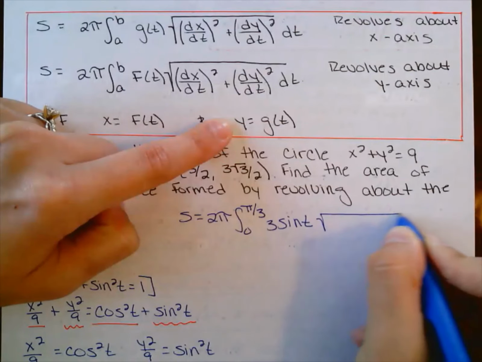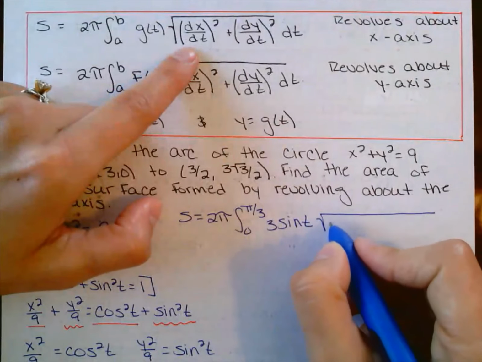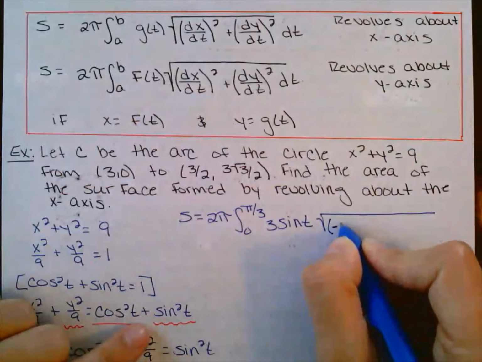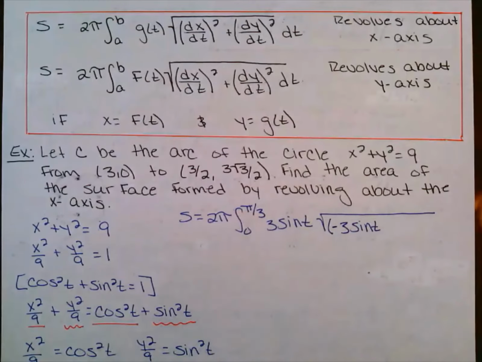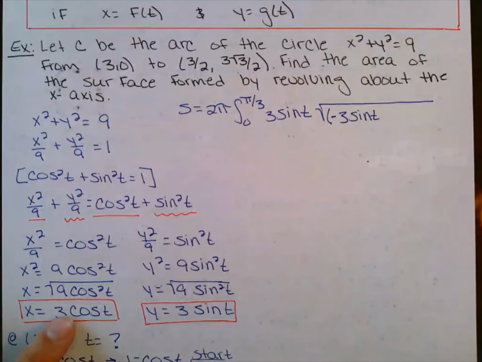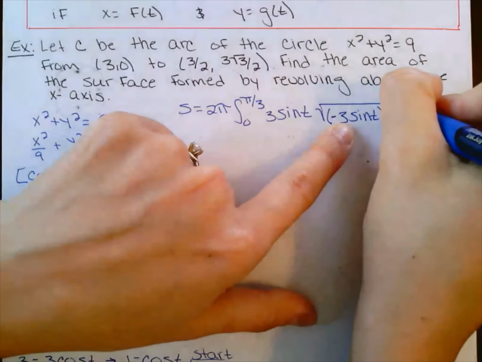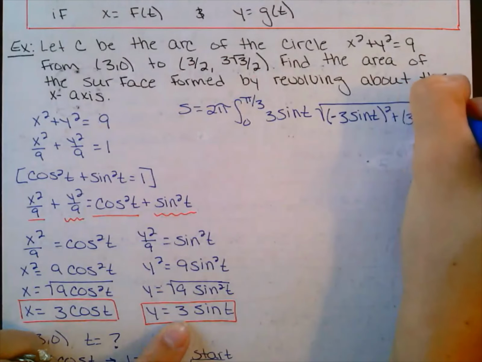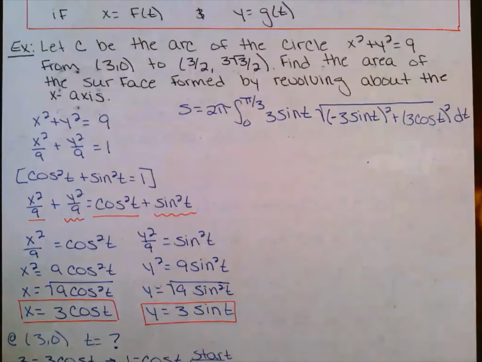times the square root of, we have the derivative of x, okay, which is going to be a negative 3 sine of t, okay? So again, I had my x function right here, so I just did the derivative of that. And then the formula says to square it, plus the derivative of y, which is going to be a 3 cosine of t, square it dt, okay?